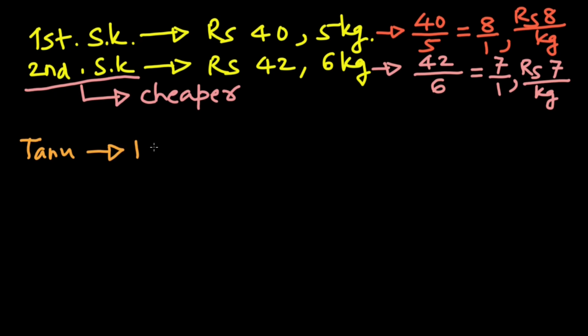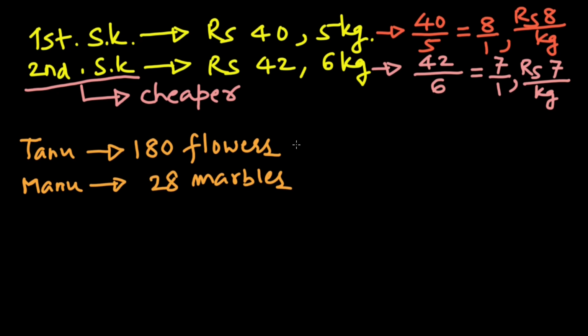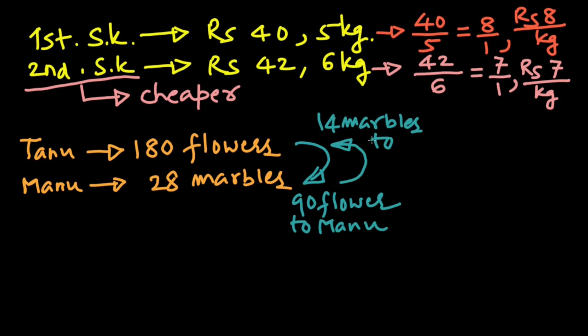Tanu has 180 flowers and her brother Manu has 28 marbles. Tanu gives 90 flowers to Manu and Manu gives 14 marbles to Tanu. Tanu feels that she has given more flowers to Manu compared to the number of marbles she has received from Manu.